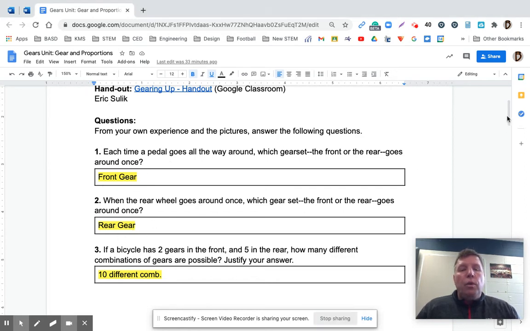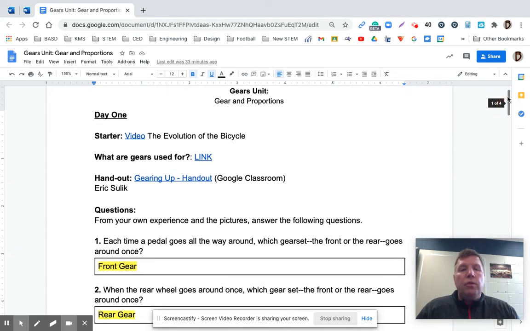Answered questions 1, 2, and 3 on this document. Now, this document can be found in Google Classroom under assignments.